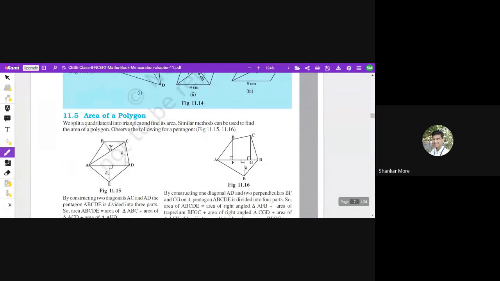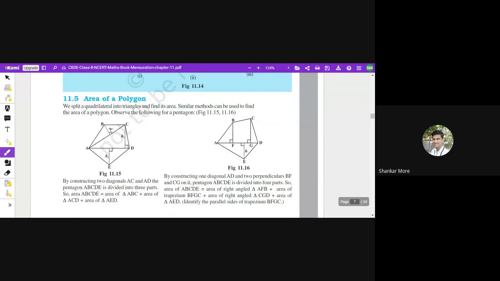So, area of a polygon. Now we have seen the area of a quadrilateral. We'll try to find out the area of a polygon. So see, this is a polygon, and what we are doing here is dividing it into multiple figures, such figures for which we know the formula of area.